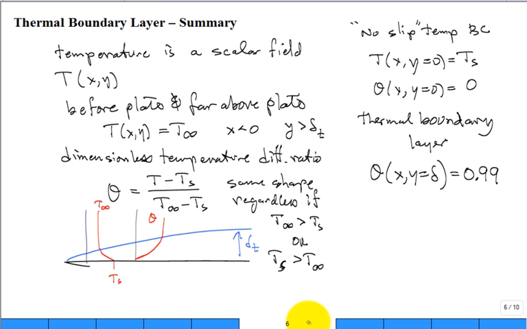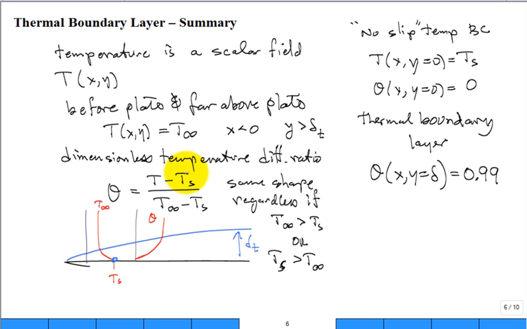Now let's summarize for the thermal boundary layer. Temperature is not a velocity field, but a scalar field. So we just talk about one value of temperature at a location x and y. It's still a two-dimensional rectangular coordinate system. Before the plate and far above the plate, the temperature is T infinity, isn't it? But what happens when we get at the plate, it becomes the surface temperature of the plate. Either Ts is greater or Ts is lower. It doesn't matter which one. I think conceptually, mathematically, most people like the hot plate and the cold fluid.